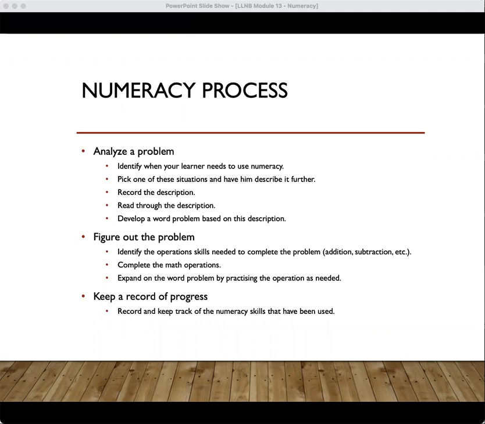Figure out the problem. To do this, you're going to identify the operational skills needed to complete the problem. So maybe that's addition, subtraction, fractions, etc. Then you're going to complete the math operations and then expand on the word problem by practicing the operation as needed. And finally, keep a record of progress. Record and track the numeracy skills that have been used.